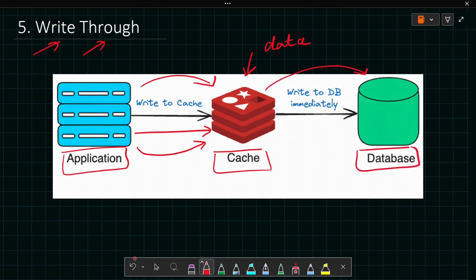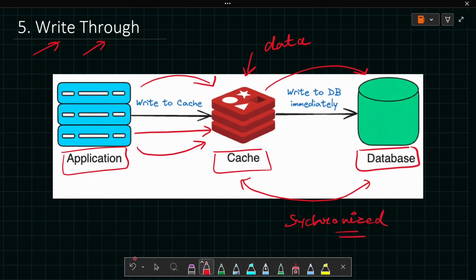You do not need to render again and again. This is a synchronous process, meaning both the cache and the database are updated as part of the same operation, ensuring that there is no delay in the data propagation. So this approach ensures that the cache and the database remain synchronized. These both should remain synchronized.